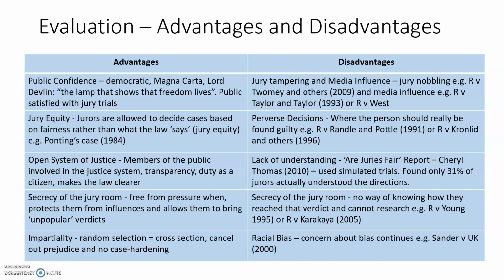But there is huge concern around racial bias because we can see it in cases like Sander v UK, which is only in 2000, where there clearly was racial bias and the judge didn't actually do anything about it. And the European Court of Human Rights actually said the judge should have stopped the case when they took it there on appeal. So that's Juries.